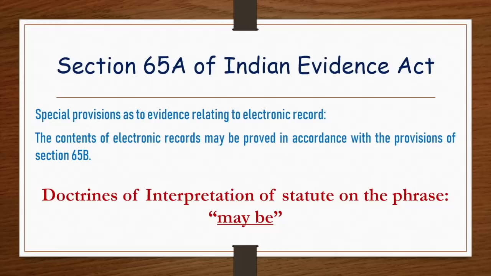Now comes section 65A. There was an amendment because section 65 concerns normal documents; it never concerns electronic records. So we needed special statutory provisions, and that's why there was an amendment in the Indian Evidence Act, and section 65 was further amended to sections 65A and 65B. Section 65A is a special provision as to the evidence relating to electronic records. It says the content of an electronic record may be proved in accordance with the provisions of 65B. So it points towards the mandate and rules of 65B, and the most important phrase here is "may be".